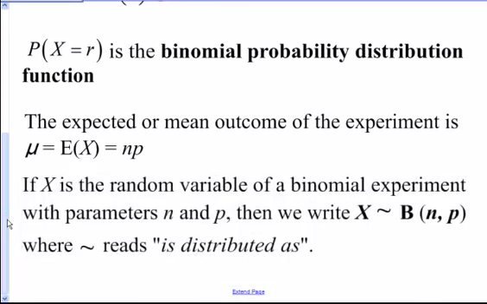And if x is a random variable of a binomial experiment with the parameters of n and p, then we write x is distributed as b(n, p). We read this symbol, which almost looks like an about-equal-to sign, as "is distributed as."